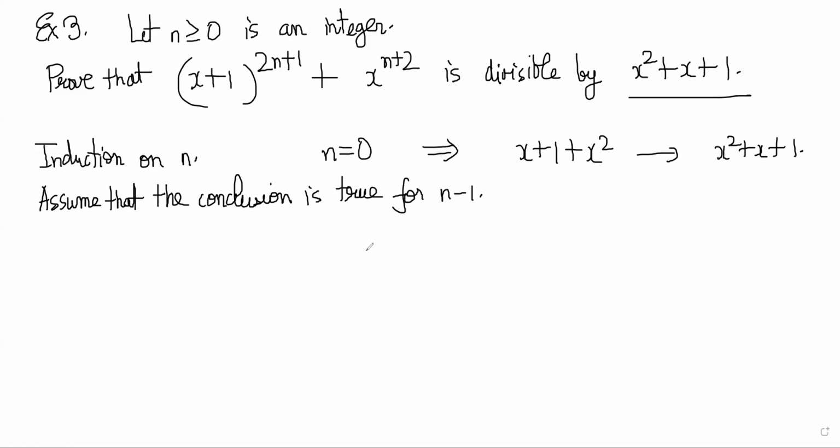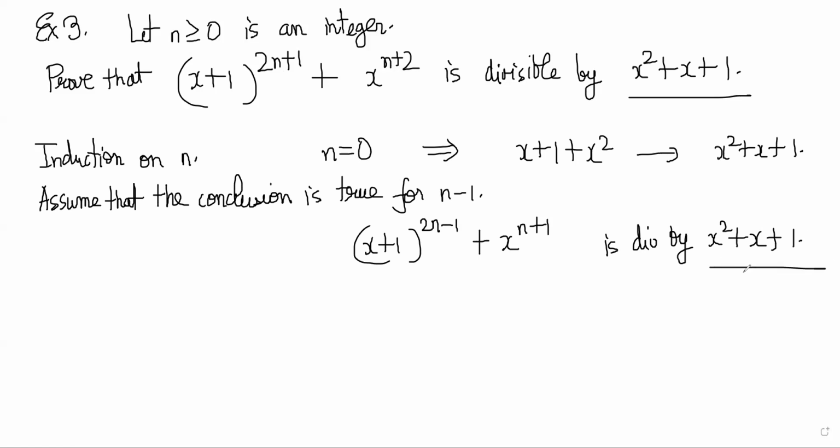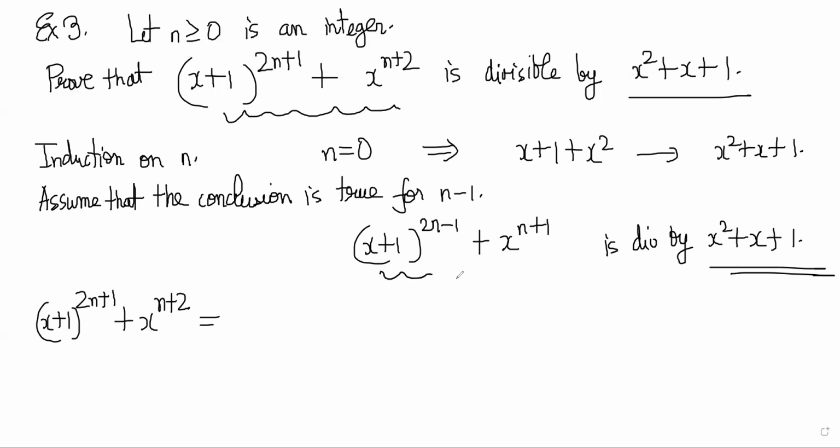Which means, if you put n minus 1 here, you get (x+1)^(2n-1) + x^(n+1) is divisible by x squared plus x plus 1. We have this. Now we have to prove the conclusion for n, not just n minus 1. So basically, the expression for n is (x+1)^(2n+1) + x^(n+2). We have to use some algebra here. So what I will do is try to convert it to this form.